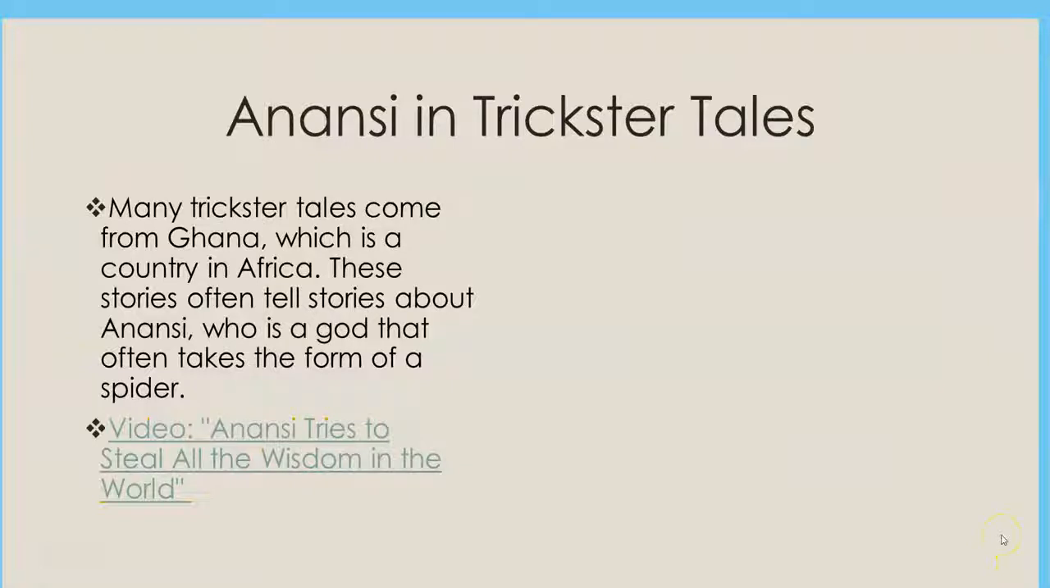Now we're going to learn about a trickster tale about a character called Anansi. Many trickster tales come from Ghana, which is a country in Africa. These stories often tell stories about Anansi, who is a god that often takes the form of a spider. The tale we're going to look at is called Anansi Tries to Steal All the Wisdom in the World. So let's watch.